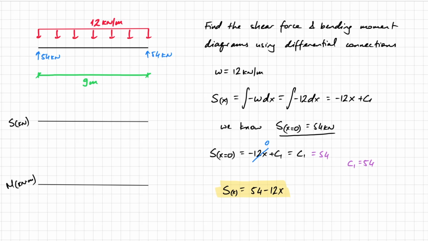So I can see that when x equals 0, I start with 54. So let's draw that there. When x equals 4.5, so when I'm in the middle of that beam, if you calculate that, that works out as 0. And when x equals 9, so I'm at the other end of the beam, I can see that S is minus 54, and therefore my shear force diagram looks like this.